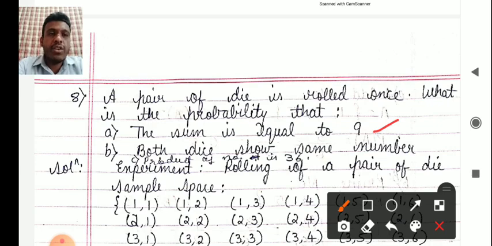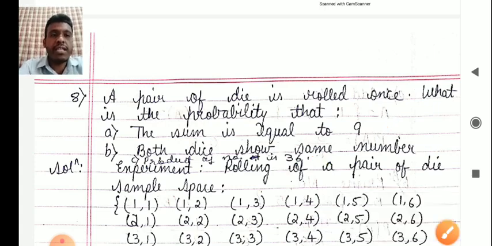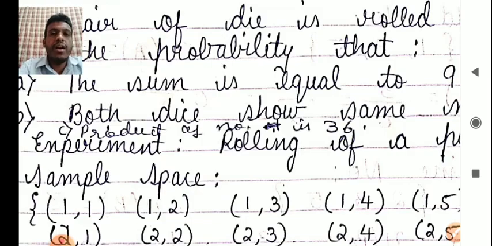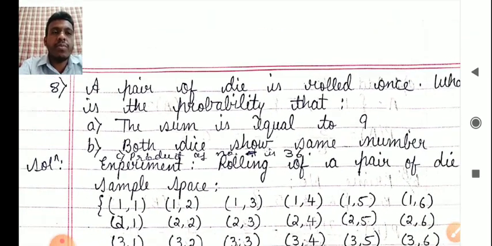Both the dice show the same number up. Either it can be 1 1, 2 2, 3 3, 4 4, 5 5 or 6 6. And then I've added one more problem which was not there. Here it is, that is the product of the numbers is 36. I'll just zoom it and show you. The product of the numbers is 36. Okay, so let us start solving this problem.